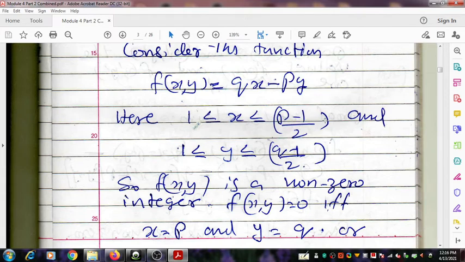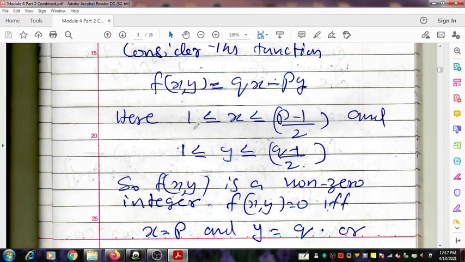It is clear that other values of x and y that can give us 0 as the value of the function can be only the multiples of p and q, only some integer multiples of p and q.